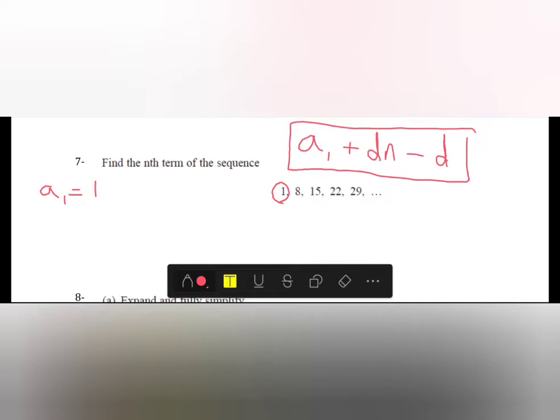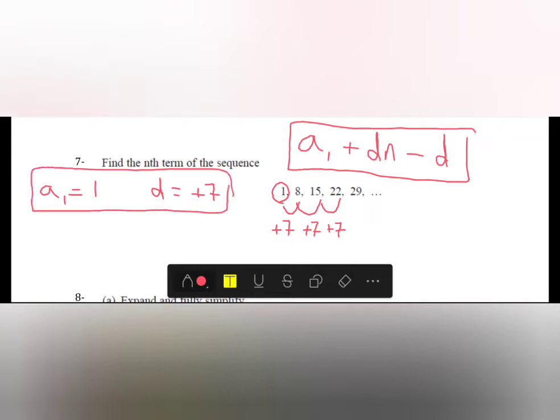And then we're going to find D, which is the difference or the first difference in the sequence. Now, to find the first difference, we take the term and subtract from the term before it. So 8 minus 1 equals 7. Very good. So it's positive 7. And then 15 minus 8 equals positive 7. And then 22 minus 15 equals, very good, positive 7. So D here is positive 7. So we write D equals positive 7. And then we use both of them in this formula to find the nth term of the sequence.